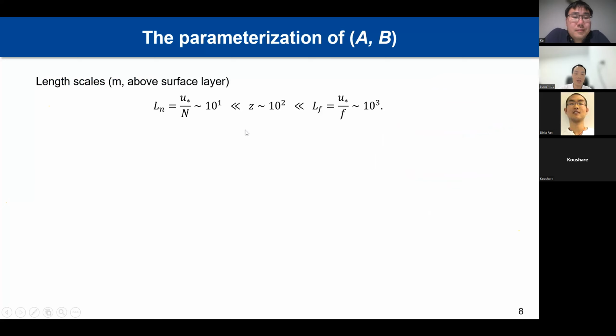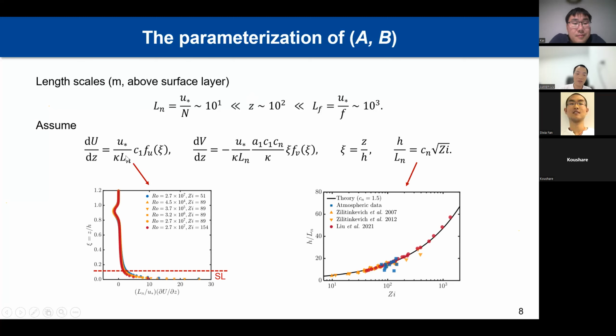So first we make some comparisons between various length scales involved above the surface layer. Here Ln is the external stability length scale, z is the altitude, and Lf is the rotational length scale. It shows clearly that Ln is the smallest length scale. So then we assume that the velocity gradient, when normalized by u star and Ln, is only a function of the normalized coordinate.